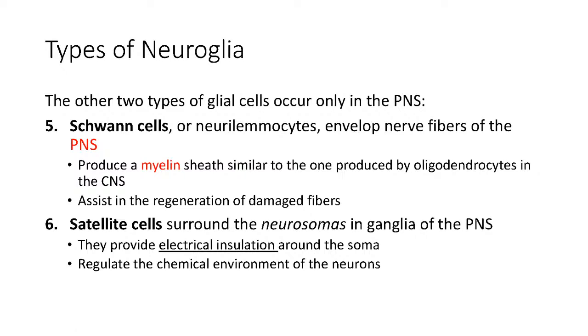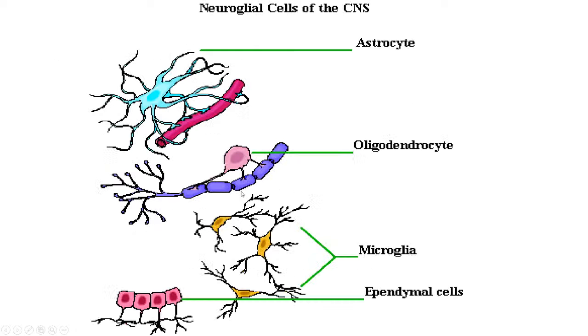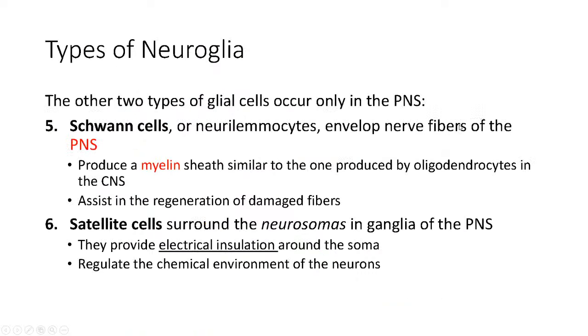In the peripheral nervous system, there are two more types, the Schwann cells and the satellite cells. Okay? Now, Schwann cells and satellite cells are only found in the peripheral nervous system. You will not find them in the central nervous system. So Schwann cells and satellite cells are only found in the spinal and cranial nerves. The astrocytes, oligodendrocytes, microglia, and ependymal cells, which are found in the central nervous system, will only be found in the central nervous system. You will not find them in the peripheral nervous system.